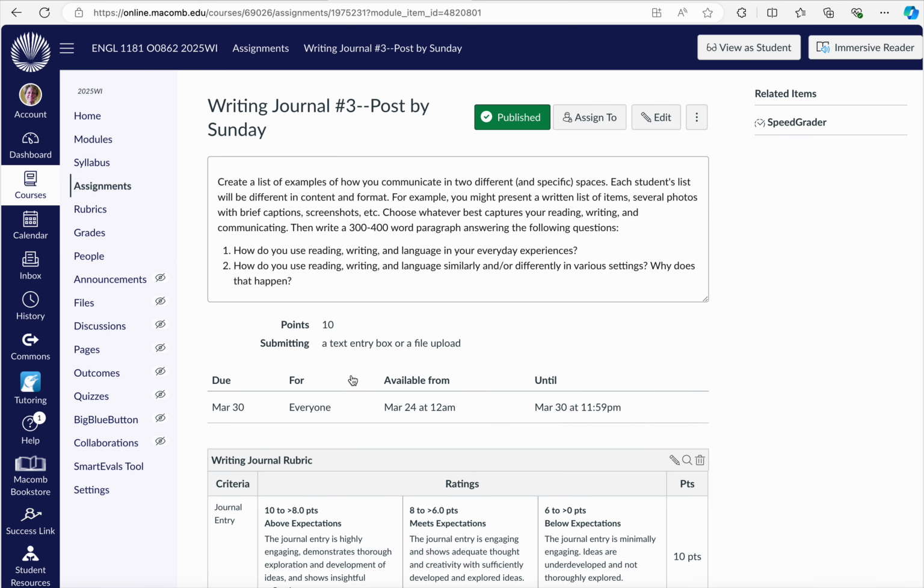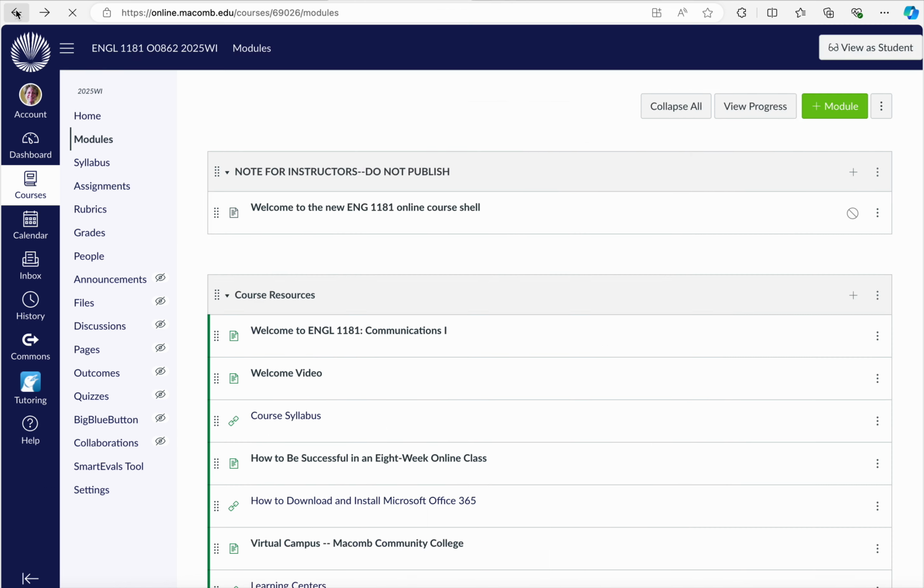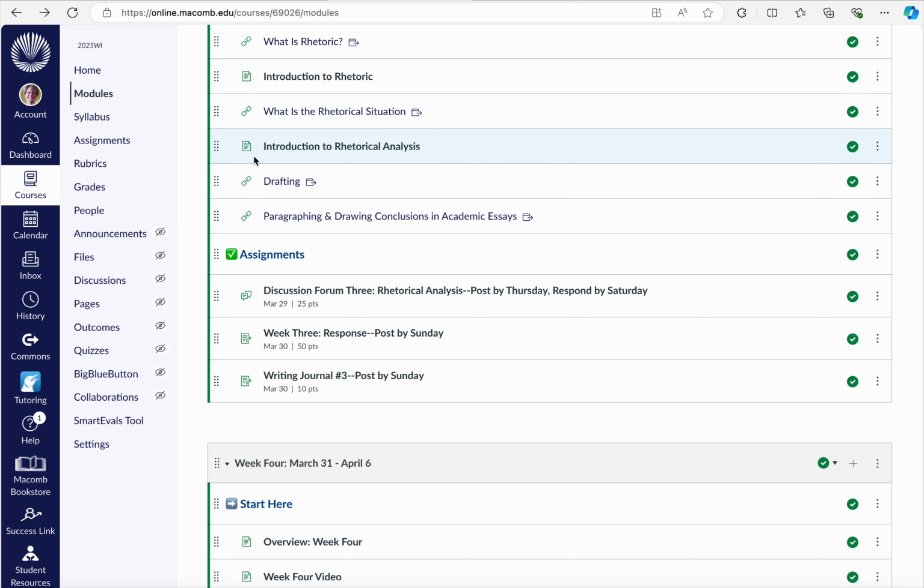time on that response. So your writing journal is also 300 to 400 word paragraph answering the following questions. How do you use reading, writing, and language in your everyday experiences? How do you use reading, writing, and language similarly and or differently in various settings? And why do you think that happens? So your journals are free kind of responses. You want to think about, obviously, this is a writing class and there's a rubric attached to it. So you want to make sure that you fall into the parameters of that.